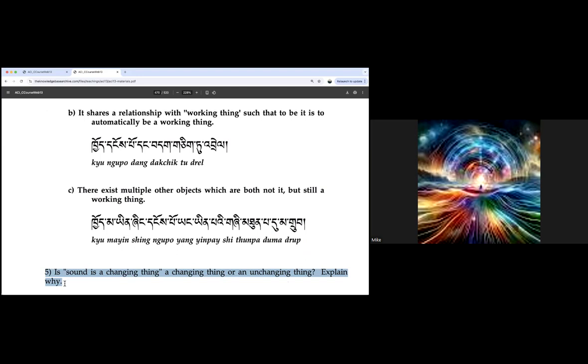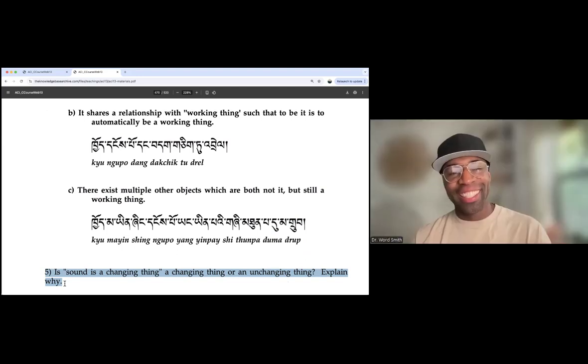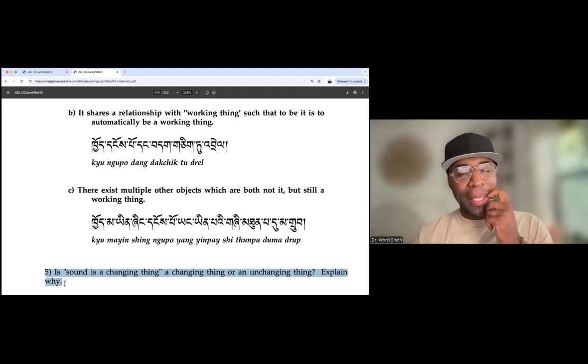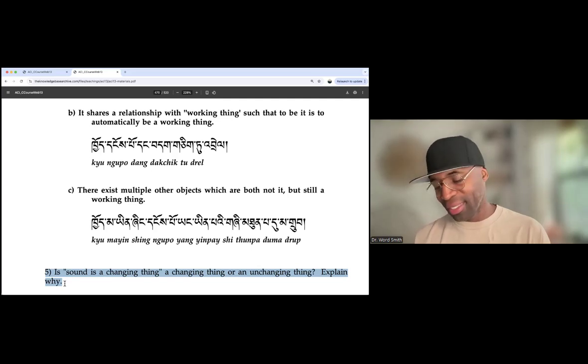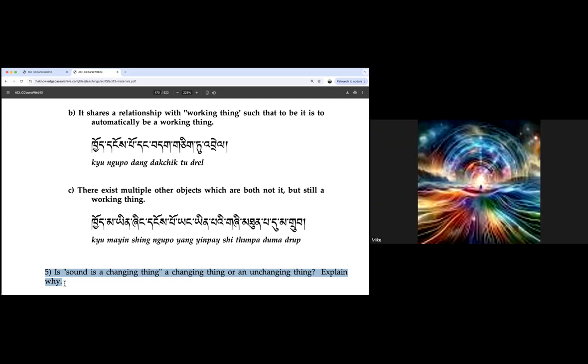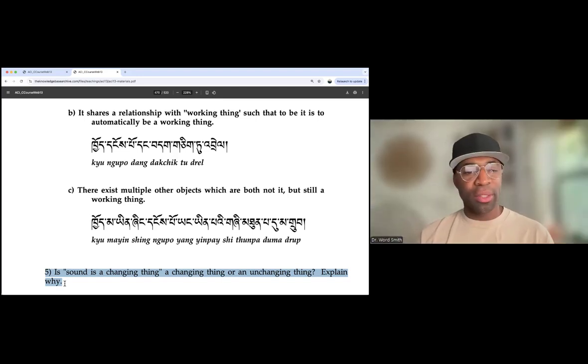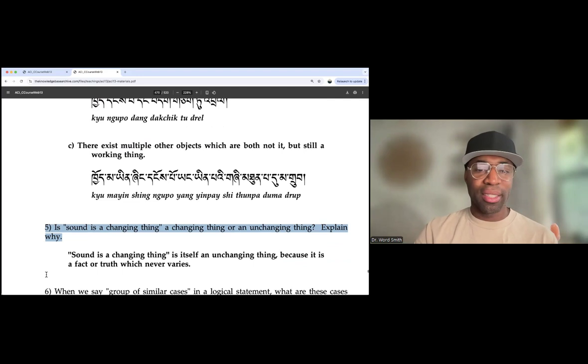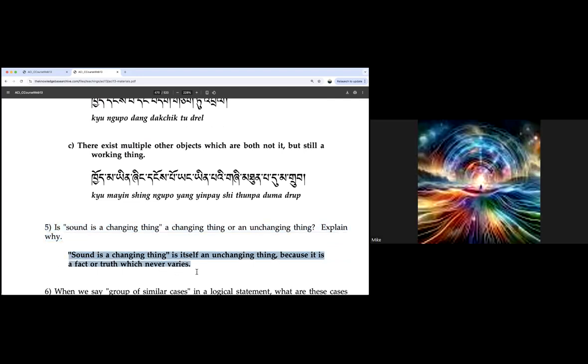Number 5. Is sound a changing thing or an unchanging thing? Explain why. An unchanging thing because it's a fact, and facts are unchanging things. The fact that sound is a changing thing is an unchanging thing, but sound itself is a changing thing, because facts are unchanging but sound is changing, right? Right. Read that.